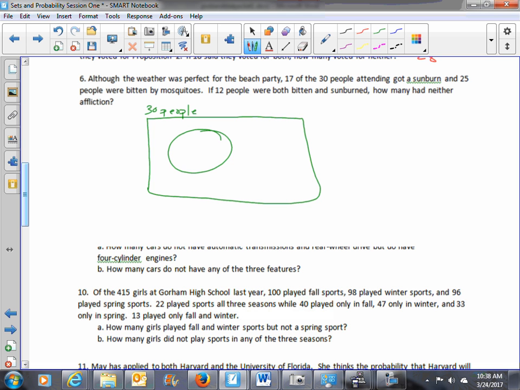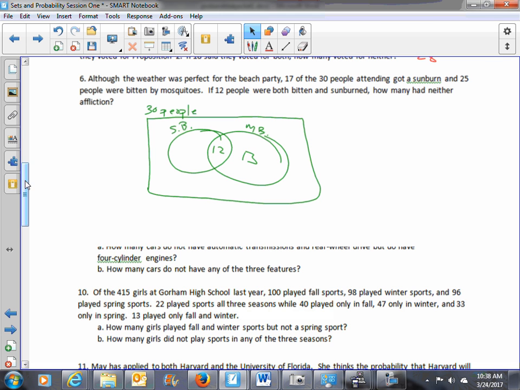Now, some of them were sunburned. I'm just going to use SB. And some of them were mosquito bitten. I'm going to use MB for that. Now, it turns out that 12 people were both bitten and sunburned, so we put 12 in the intersection of sunburned and mosquito bitten. Now, 25 were bitten by mosquitoes, so that would be 13 more in this region here.